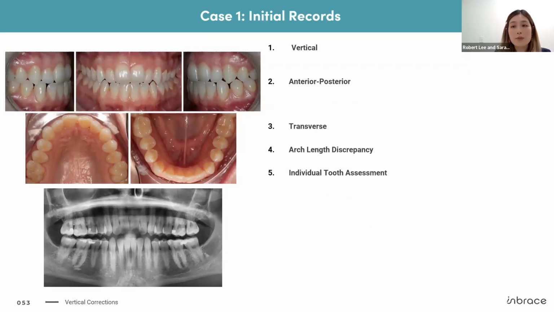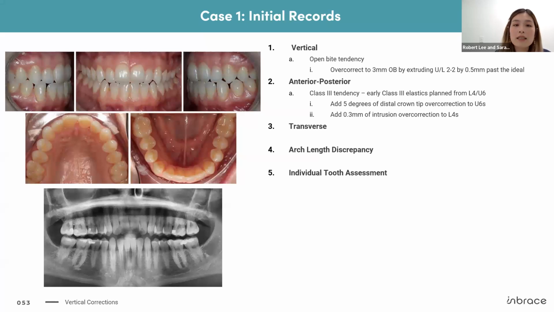So looking at this case, we already talked about it, we know there's the open bite. We know that there is a class 3. So when we do our vertical instructions, we want to ask them to overcorrect to a 3 millimeter overbite by extruding the upper and lower 2-2 by 0.5 millimeter past the ideal.